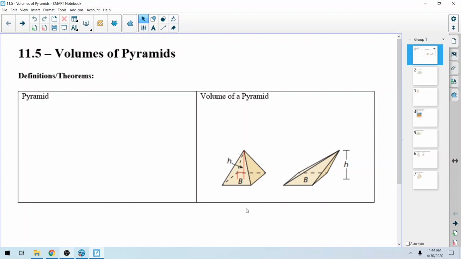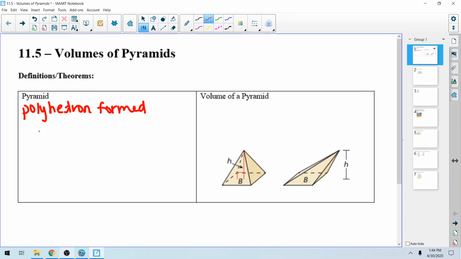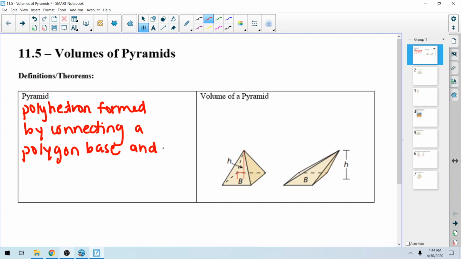So first of all, the definition of a pyramid. I mean, hopefully we all realize what one looks like. There's a picture right there, but the definition in math is a polyhedron formed by connecting a polygon base, and a polygon is just a two-dimensional figure, so a polygon base and a point, and that point is called the apex, okay?